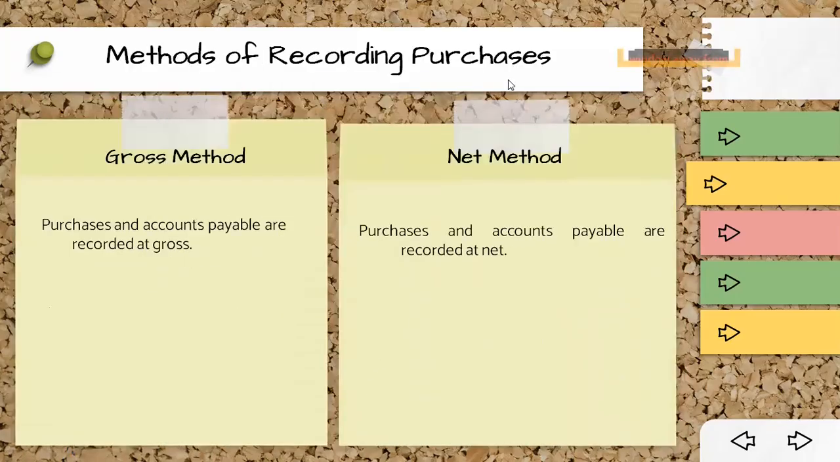So we have here methods of recording purchases. Just take note that this is similar to what was discussed in accounts receivable, except that in accounts receivable, we are accounting from the point of view of the seller. This time you're accounting from the point of view of the buyer. There are two methods of recording purchases: the gross method and the net method. Under the gross method, the purchases and accounts payable are recorded at gross amount, whereas under the net method, the purchases and accounts payable are recorded at net amount.